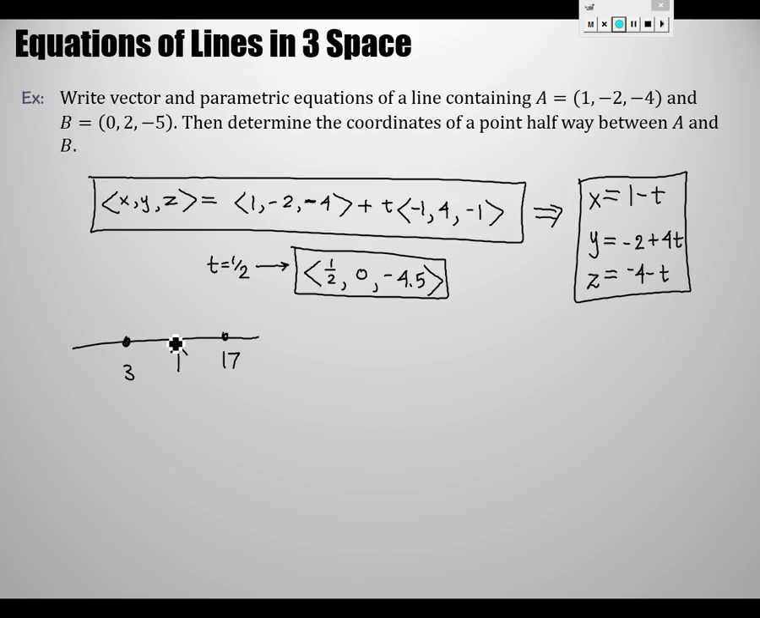I don't actually think that's what you would do. What would you do if you had to construct the halfway point between those two things? You'd maybe take the length of that segment, which is 14, and then you'd divide by 2, and then you'd do what? You'd take 3, and you'd add 1/2 times the length of the segment? Isn't that what you would say?